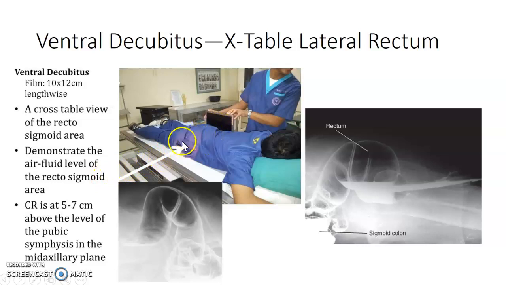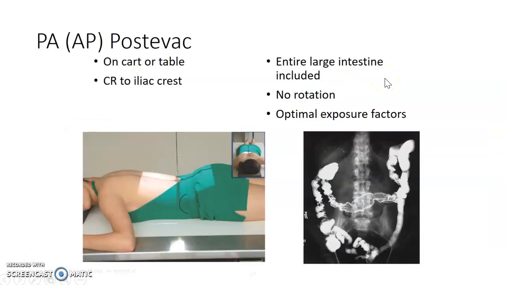Your patient's going to be prone on their stomach, okay? Central ray, 5 to 7 cm above the level of the pubic symphysis, mid-axillary plane. What does that mean? Shooting through. Don't let what I call the junk in the trunk distract you from where the anatomy lies, okay? Watch for that. Your radiologist may ask you for a post-evacuation.